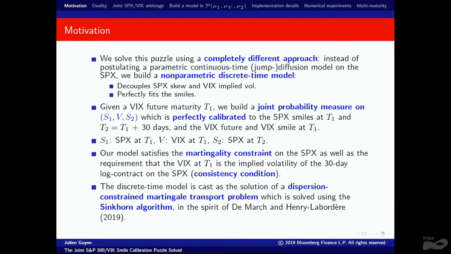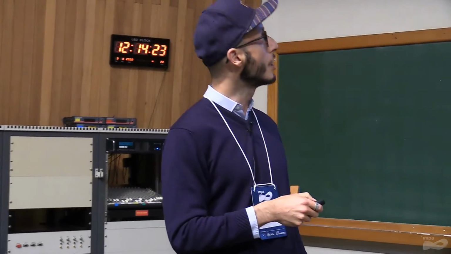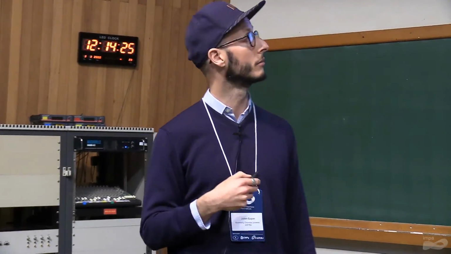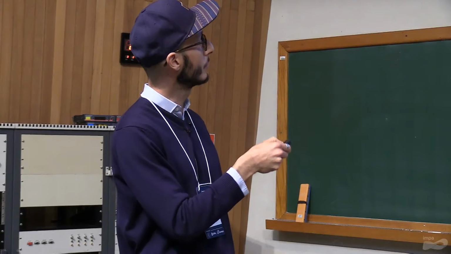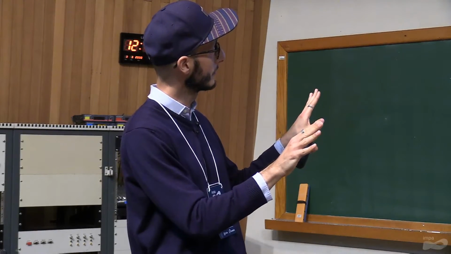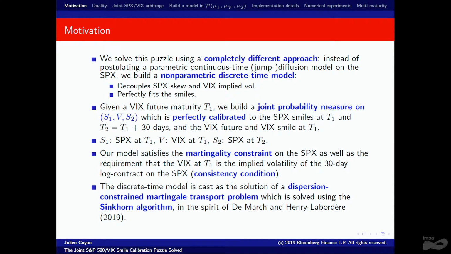So the way I approach this problem to build a model that's exactly calibrated is actually a completely different approach. Instead of postulating a parametric jump diffusion model, I will use a non-parametric discrete time model. Okay, so completely different. And that will allow me to decouple the S&P skew and the VIX implied vol, and also to perfectly fit the smiles because it's non-parametric.